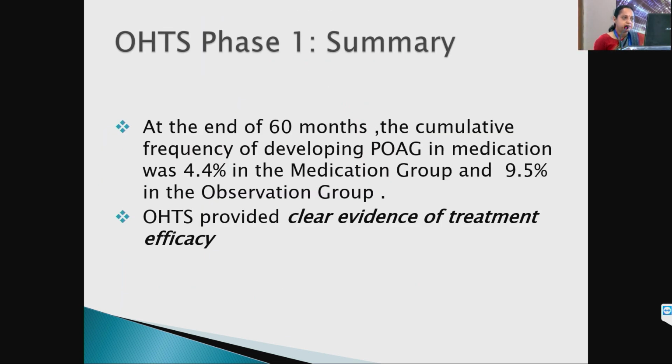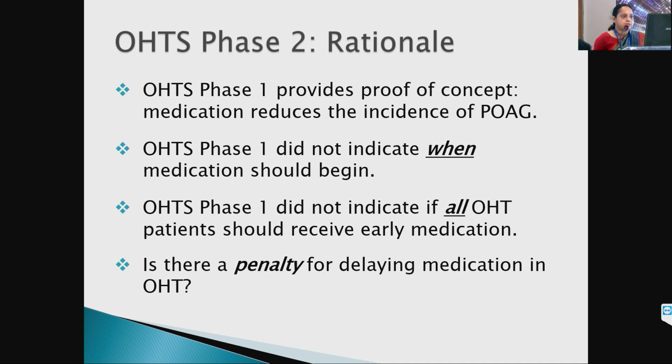The summary of phase 1 shows that at the end of 60 months, the cumulative frequency of developing POAG in the medication group was 4.4%, and in the observation group it was 9.5%. So it provided clear evidence of treatment efficacy. Phase 1 did not indicate when medication should begin, if all patients should receive early medication, and is there any penalty for delaying medication.